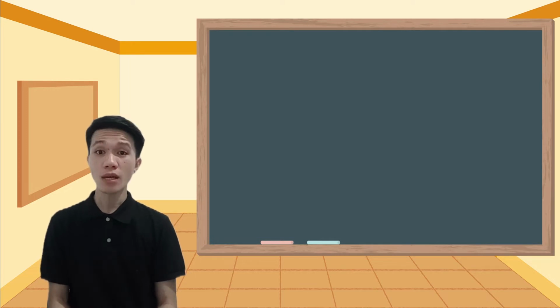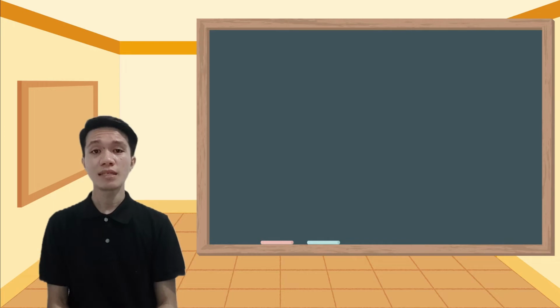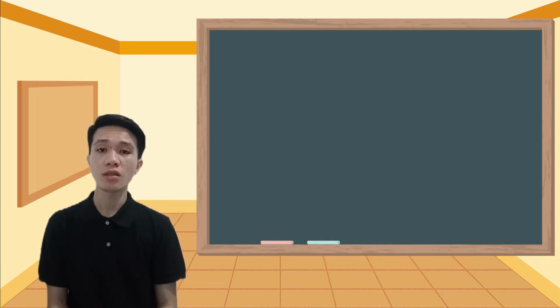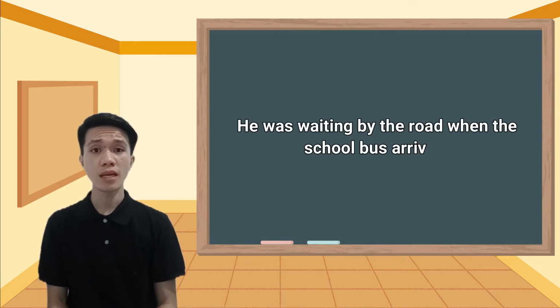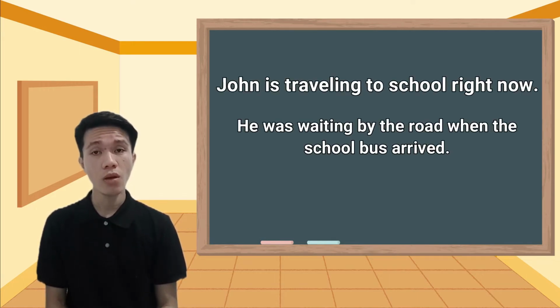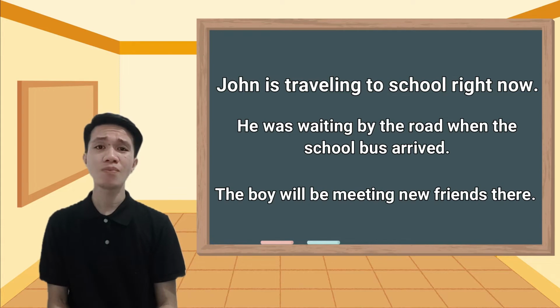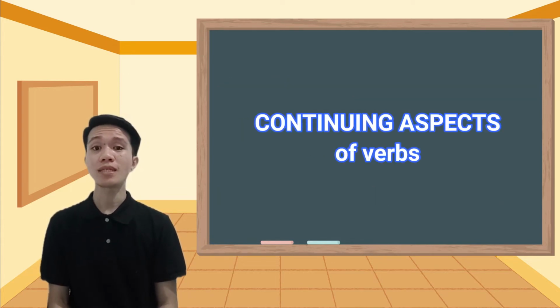If you may have noticed, the actions in the story do not only tell when the actions were done, but also tell us if the actions were already completed, are ongoing, or will be completed at some time in the future. That's what the continuing aspects of verbs are all about.